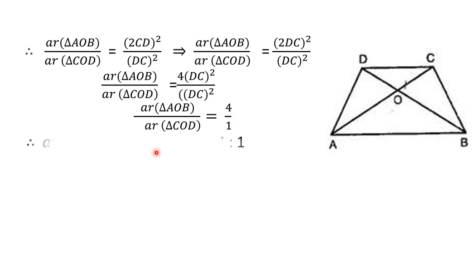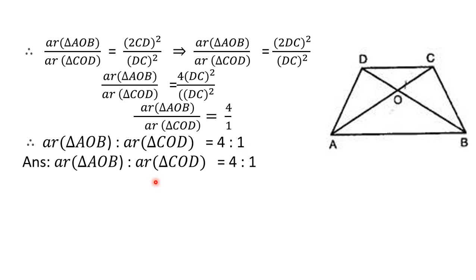Now we can write the area of AOB to area of COD is equal to 4:1. So here we had to find out the area ratio of these two triangles. So the ratio of the areas of these two triangles AOB and COD is 4:1.